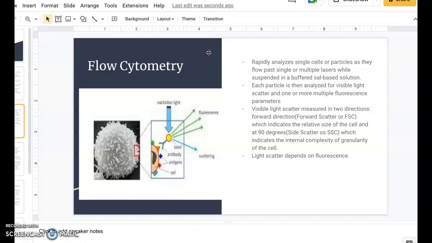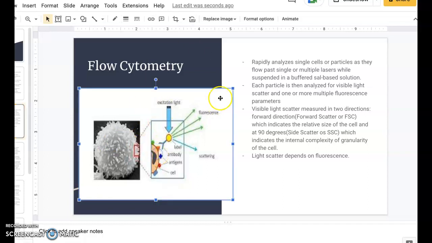The visible light scatter is measured in two directions: a forward direction, which is called forward scatter, or FSC, which indicates the relative size of the cell. It can also be measured at 90 degrees, which is side scatter, or SSC, and this indicates the internal complexity or granularity of the cell. And the light scatter depends on the fluorescence.